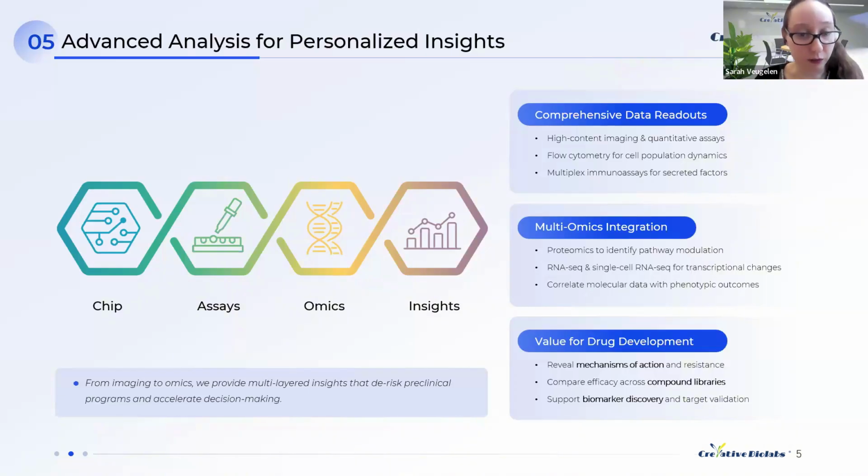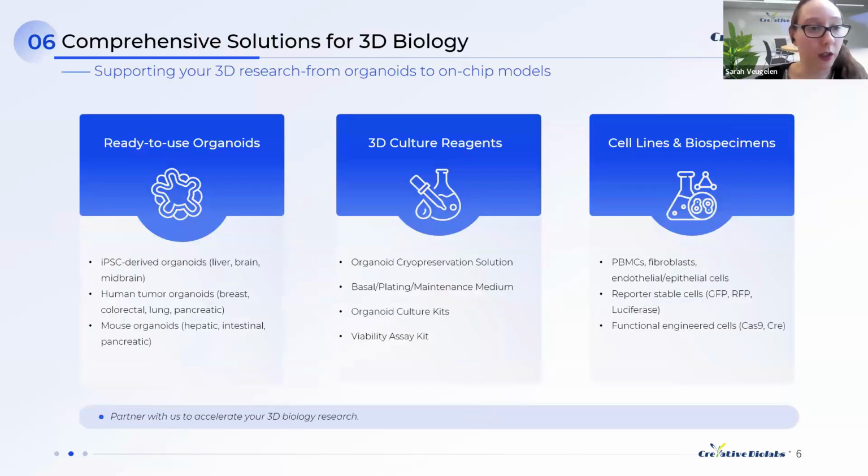For drug development, this can all be used to understand the drugs better, for example, to understand the mechanism of action and resistance, as well as compare the efficacy across compound libraries and support biomarker discovery and target validation. Overall, we aim to provide a comprehensive solution for 3D biology.